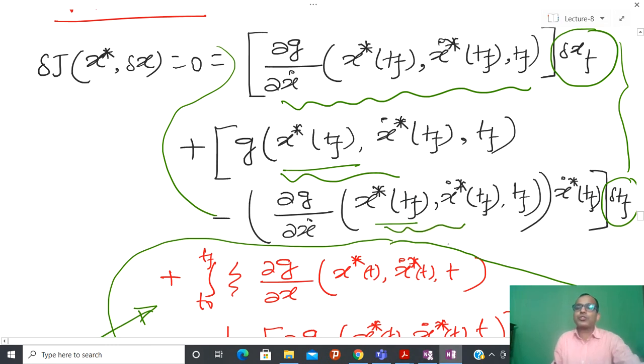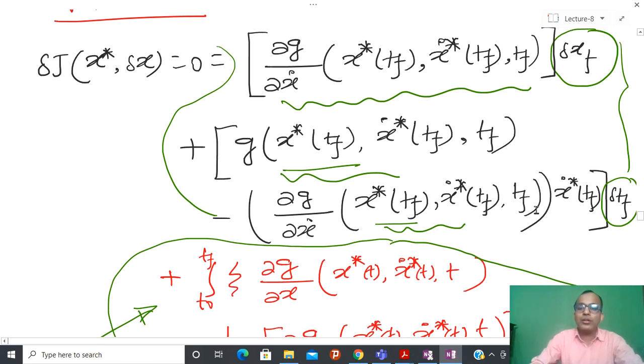And of course, for the fourth, when both are free, we have to solve this and this. And if some relation is specified, then we have to substitute delta xf in terms of delta tf, and after that, since delta tf is arbitrary, we put its coefficient equal to 0.